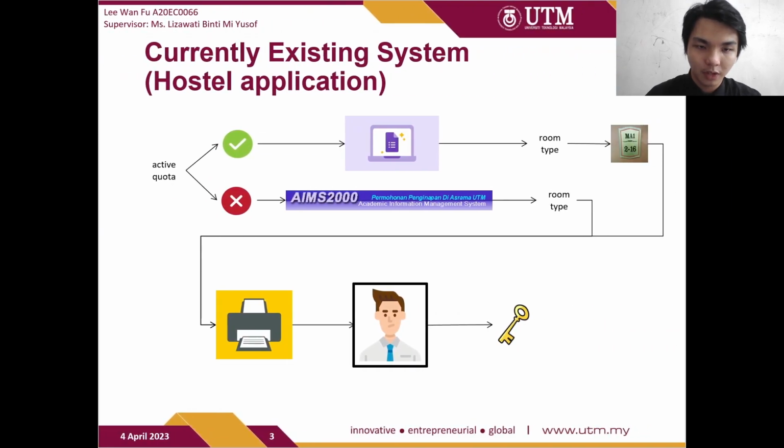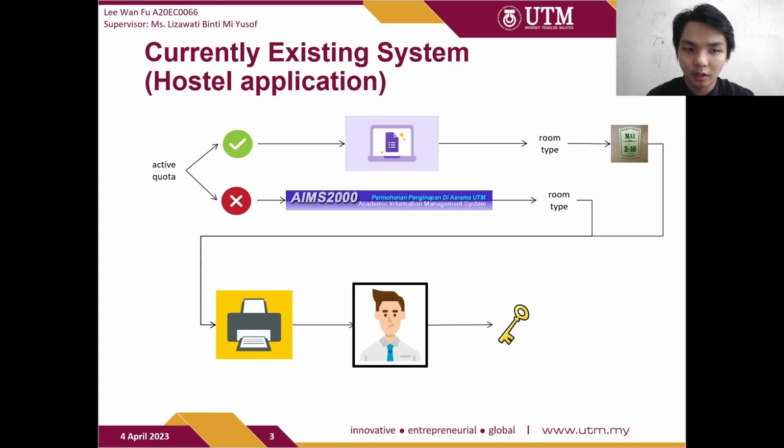Next, we proceed to study the workflow of the currently existing system, which can be separated into 4 parts. So this is the first part, hostel application. If the student has an active quota, they can complete the application process by filling out a Google form and selecting their preferred room type and room number. However, if the student does not have an active quota, they must apply using the MSWeb system and check if any vacant rooms are still available. If there are still vacant rooms, the student can then choose their preferred room type but cannot choose the room number.